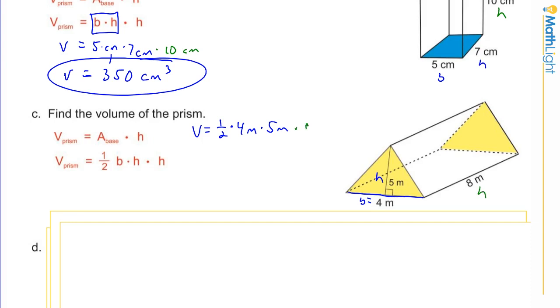You say, but Mr. Scarfy, is that the height? Sure. It's just the prism is laying on its side. It's not standing upright. Don't let that throw you off. Remember, the height is always the perpendicular distance between the bases. Okay. Calculator, this one's pretty easy. Half times 4 is 2. 2 times 5 is 10. 10 times 8, 80 meters cubed. Again, I've got my units in there, so I don't forget my units, and we're ready to roll.